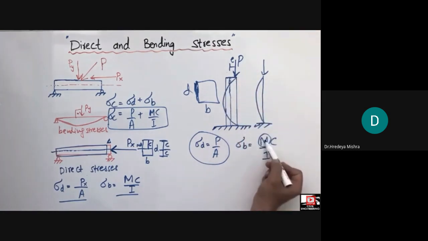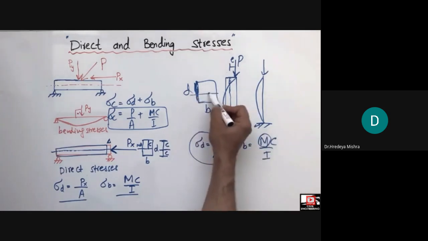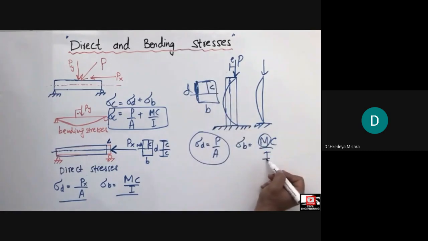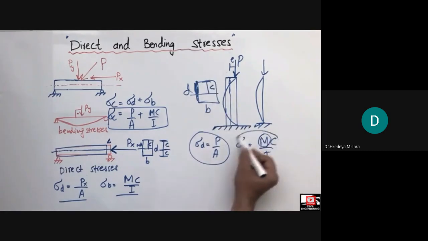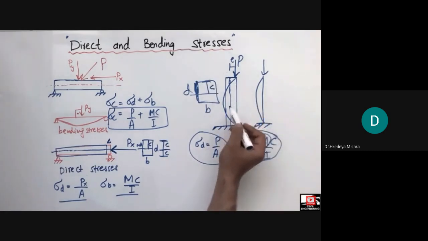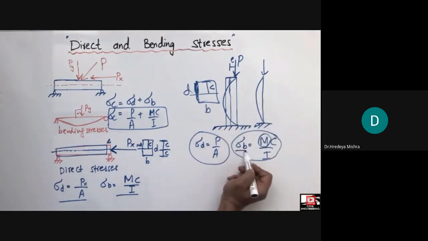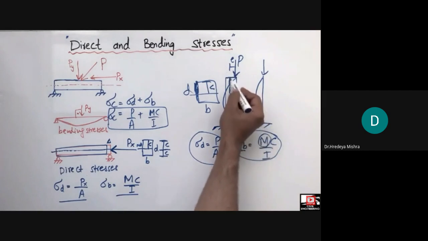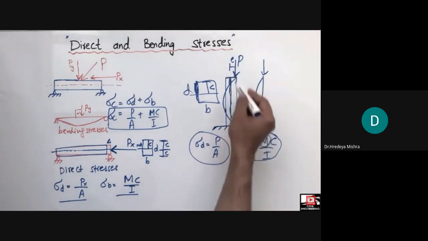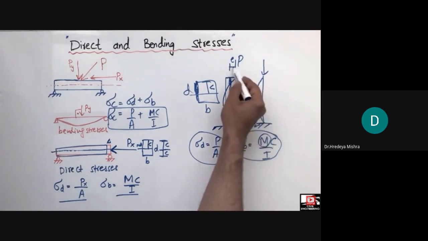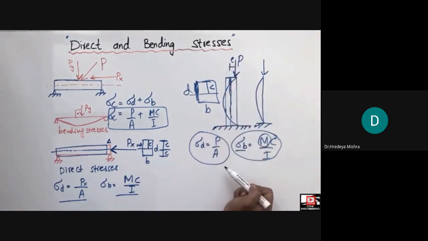So we have to find the moment value. C is the distance from the neutral axis up to the top or bottom of the column section, and I is the moment of inertia. So we can find the bending stresses in this column. And we have to use this formula because now the load is not acting at the axis, at the center of the column, but away from the center at a distance of E, which is called eccentricity. So now we have to use the bending stress formula.